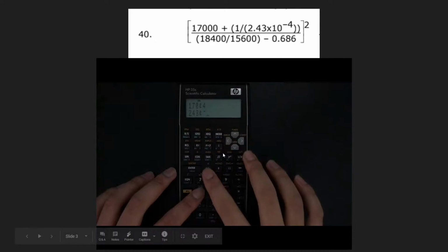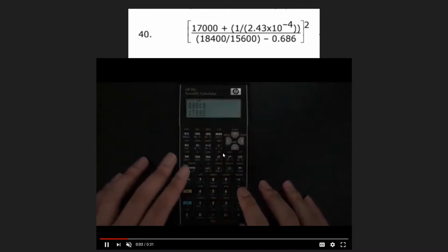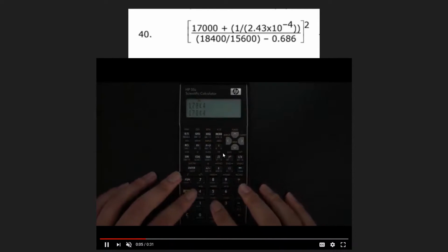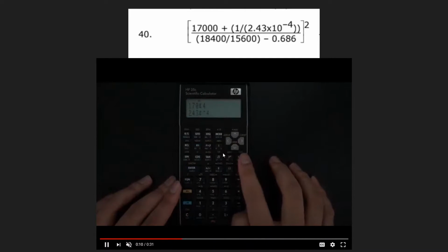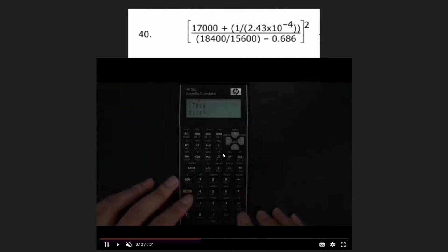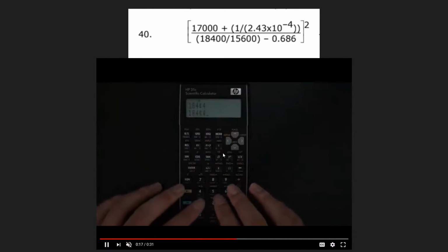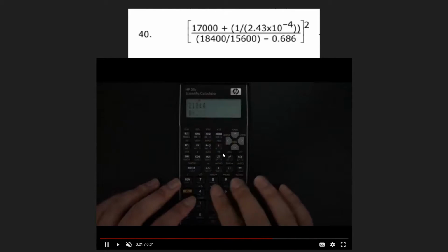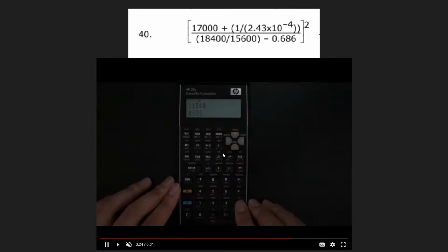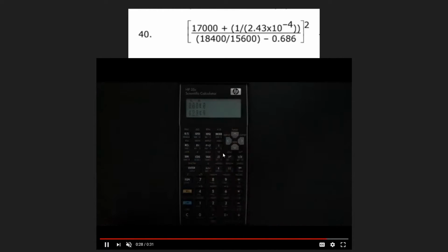Now we're on question 40. Starting off with 17,000, enter. Now we're going to go with 2.43 e negative 4, then press 1 over x. Then I add 18,400, enter, 15,600, divide, then I subtract 0.686. Then I divide, and then square it with blue shift key and square root.